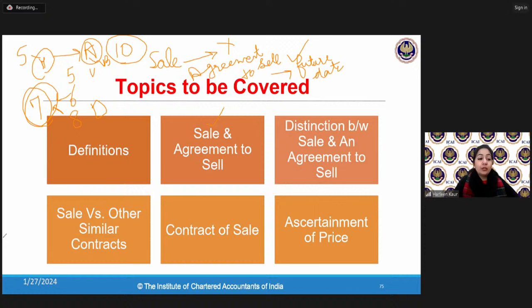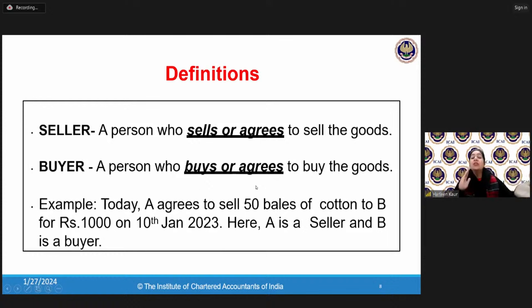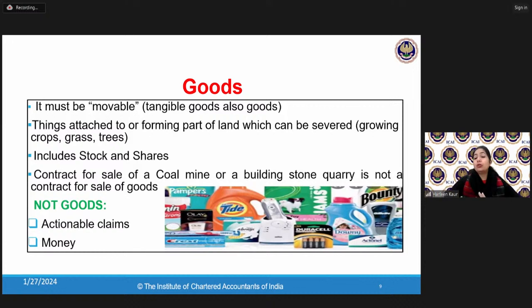Clear ho gaya? So this is the basic thing which we need to understand, that what is sale and what is agreement to sell. Why have I explained this? Because that is how you can understand the definition of who is a seller, who is a buyer. The seller is the person who sells the goods or agrees to sell. So if Harleen ma'am agreed to sell the goods on a future date, then also I become a seller. If buyer Anand agreed to buy the goods at a future date, then also he becomes a buyer. So one is the case of sale, another is the case of agreement to sell. In the example, A agrees to sell 50 bales of cotton on 10th January 2023. So A becomes the seller and B becomes the buyer. Even if you're selling or agreeing to sell, in both cases you become the buyer and the seller.